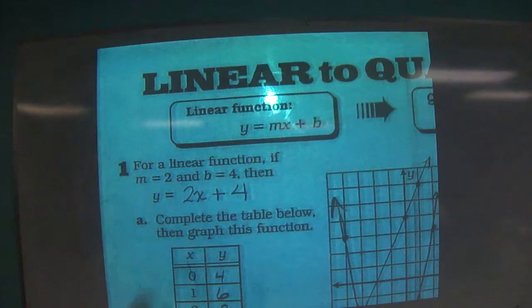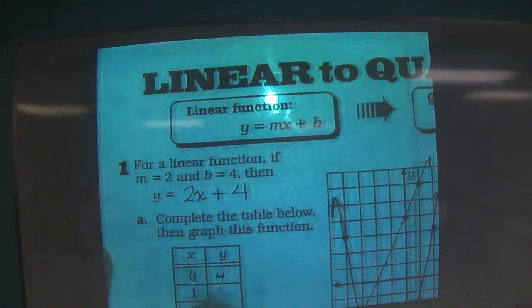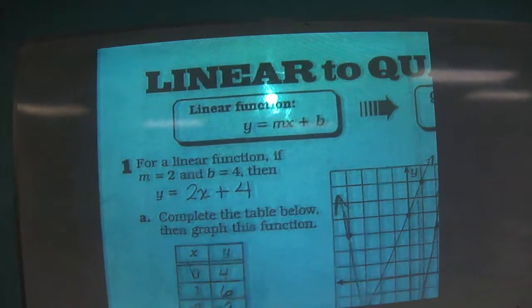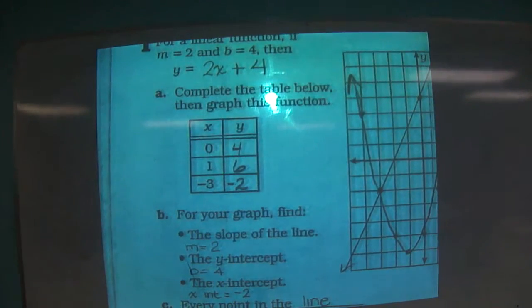They give you numbers 0, 1, and negative 3. So all you do is substitute 0. So if x is 0, y is 4. If x is 1, 2 times 1 is 2 plus 4 is 6. If x is negative 3, so 2 times negative 3 is negative 6 plus 4 is negative 2. We put in those 3 points and drew our line. And then we answered the 3 questions and filled in the blanks on the questions here.